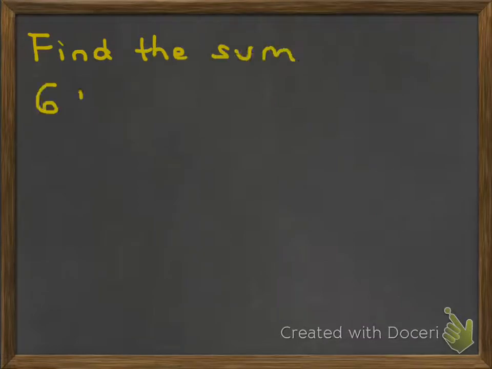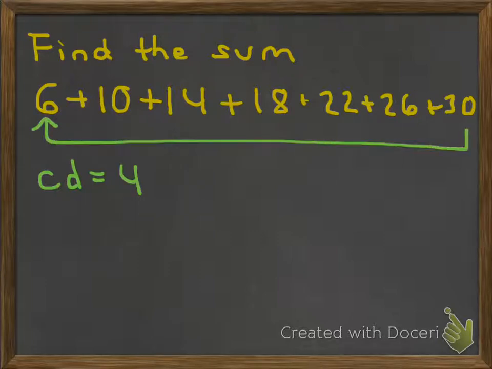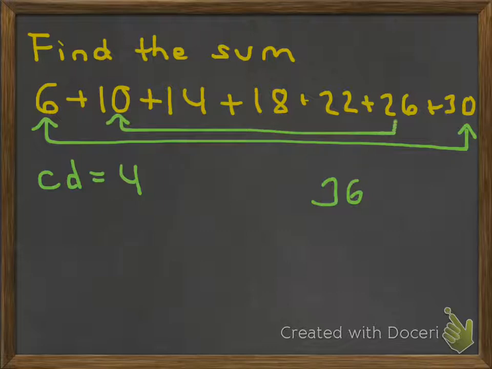Let's say we want to find the sum of something like this, 6 plus 10 plus 14, all the way up to 30. We see it's arithmetic. Its common difference is 4. It's an add 4 pattern. And we can use the same idea here. Instead of just adding them in order, we can add them in pairs. 6 plus 30 is 36. 10 plus 26, that's 36. 14 plus 22, that's 36. And I have one number left over.